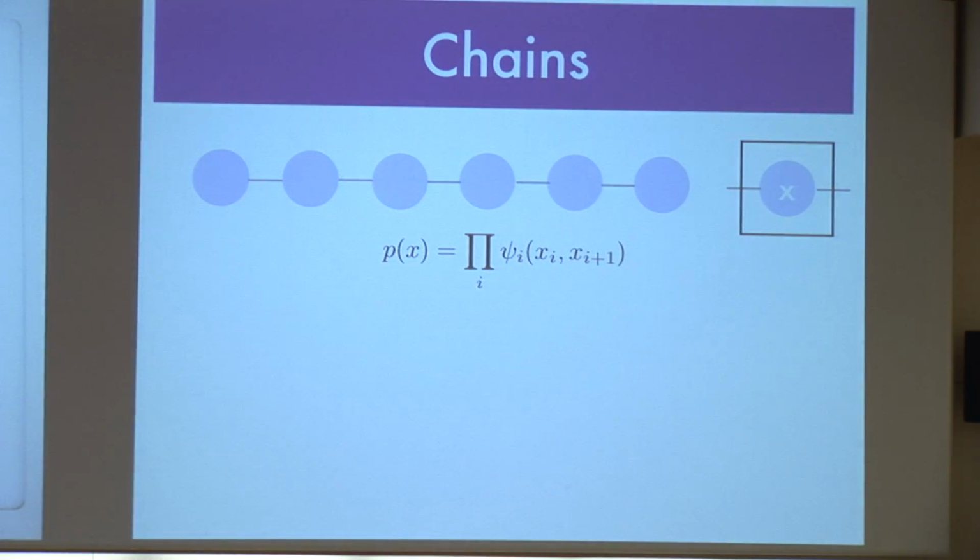So these were the chains from before. And I use the same plate notation, except that now I've dropped the arrows. I'm just saying, well, P of x is the product of some functions psi i of x_i and x_{i+1}. Okay, so if I condition on the red guy, the past and the future become independent of each other. That actually would have also happened in my directed graphical model, but that's sort of a special case.